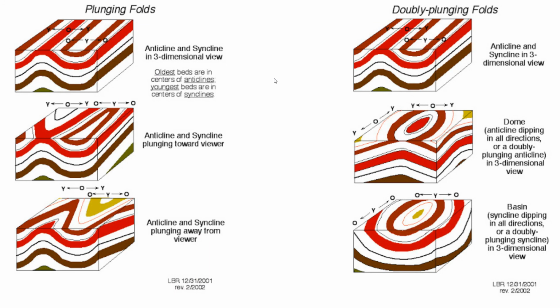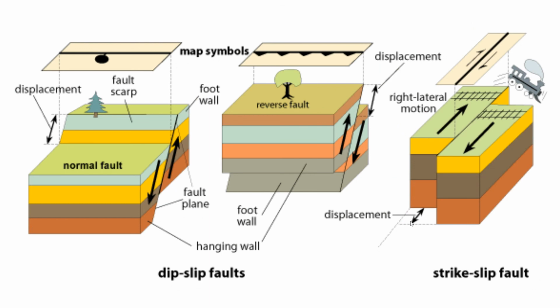And so when I talk about plunging, here's an anticline and syncline plunging away from the viewer. This is like what you just saw on the prior slide. This is the surface here. Then this is typically what you see with plunging folds, but there's not a lot going on the surface and so forth, or doubly plunging folds where you end up with domes and so forth.